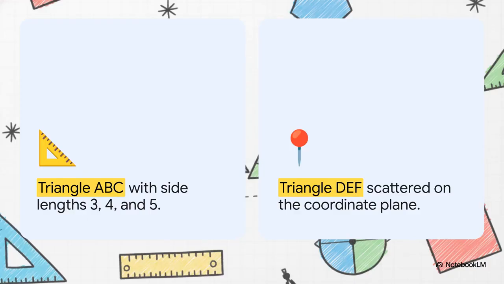Let's actually put this into practice and look at a real case. Here are our suspects for this investigation. On the left, we have triangle ABC with specific side lengths of 3, 4, and 5.